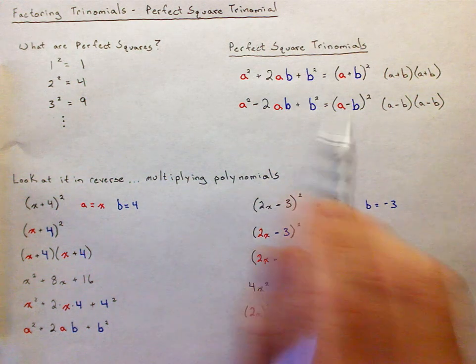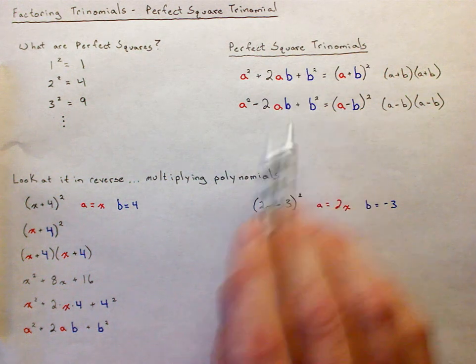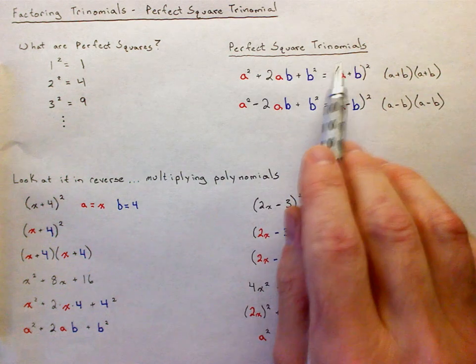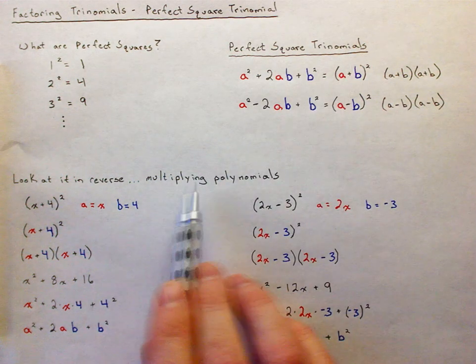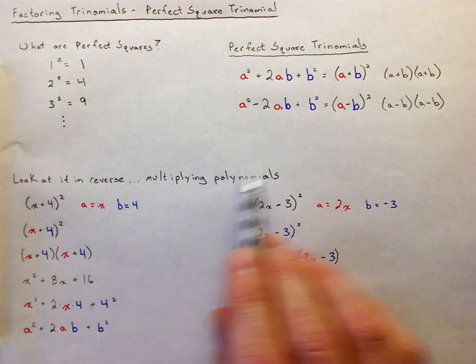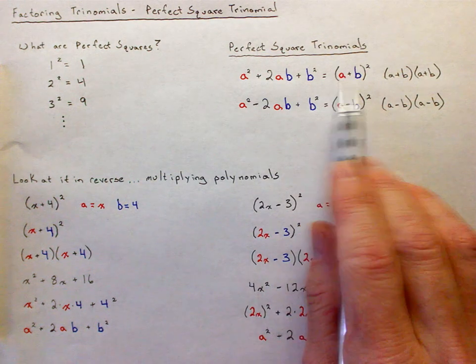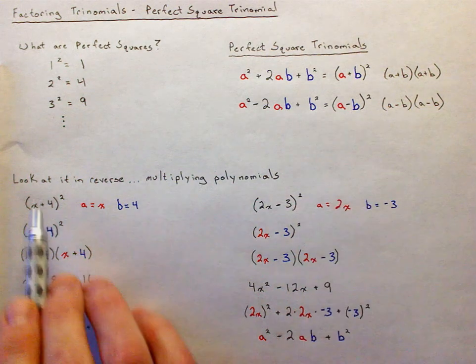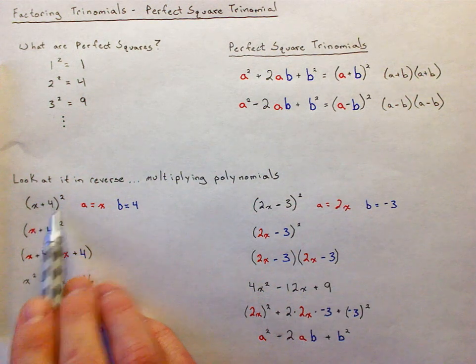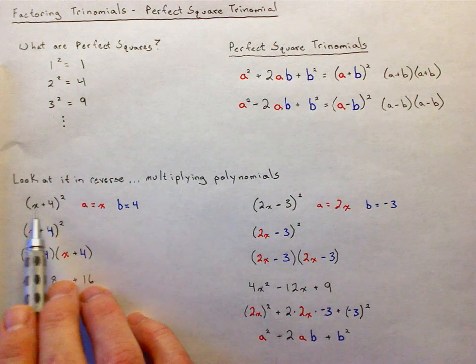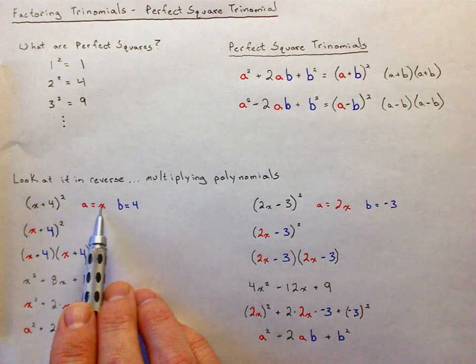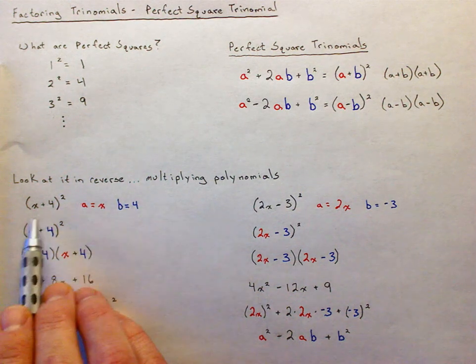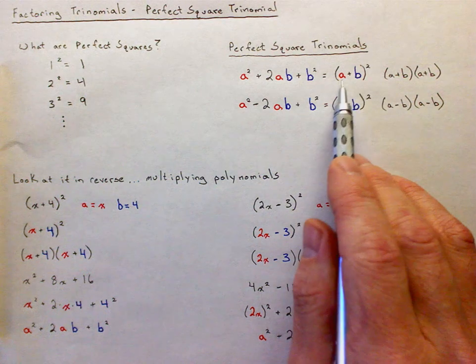So let's look at this in reverse to be able to see the perfect square trinomial. What we've already covered is multiplying polynomials. So what we're going to start with is this form here to get to our trinomial. So here's an example: x plus 4 squared. Well, I know that a is going to equal x and b is going to equal 4.